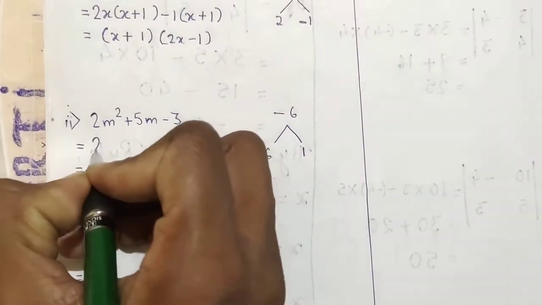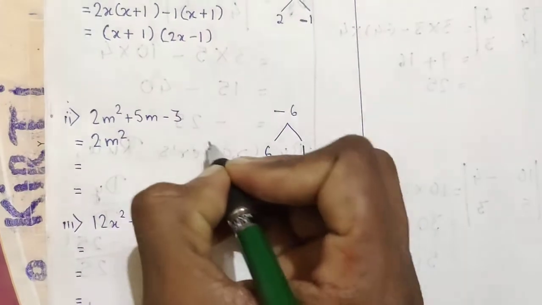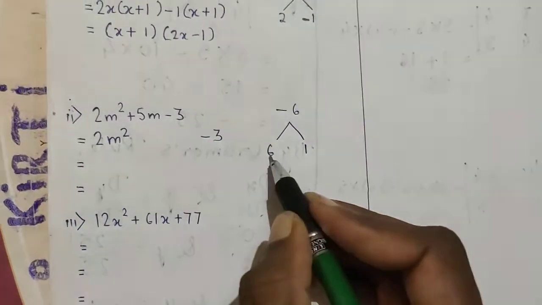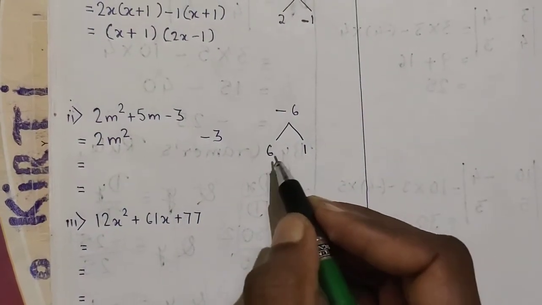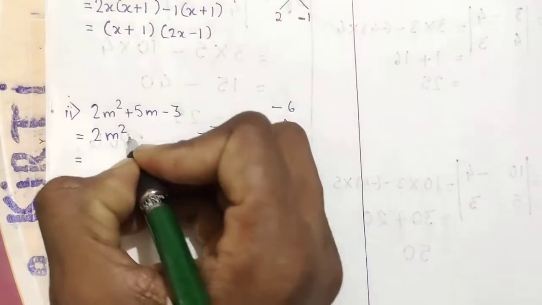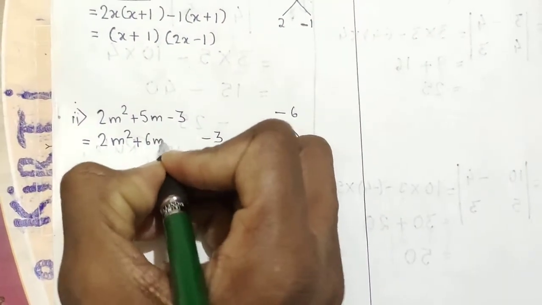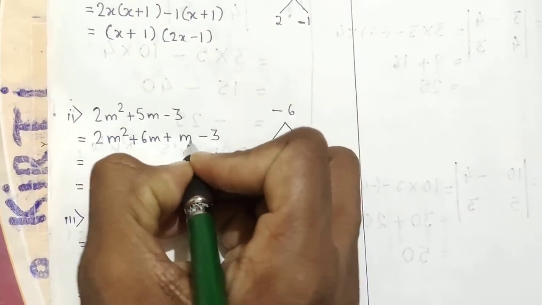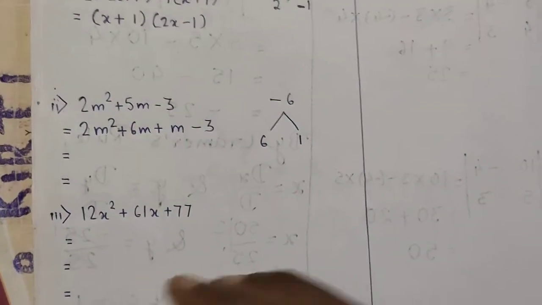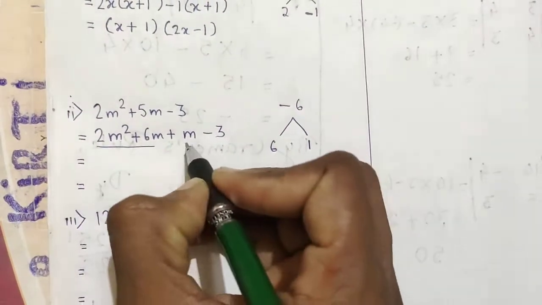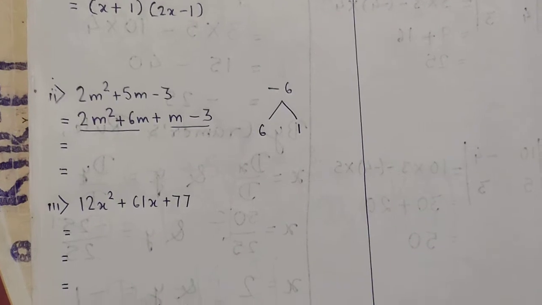Now let us write here. Keep the first and last terms as they are. Now in between, what are you going to write? 6m and 1m. So write here plus 6m and plus 1m. No need to write 1. Okay. Now in the next step, make pairs of 2 and 2.